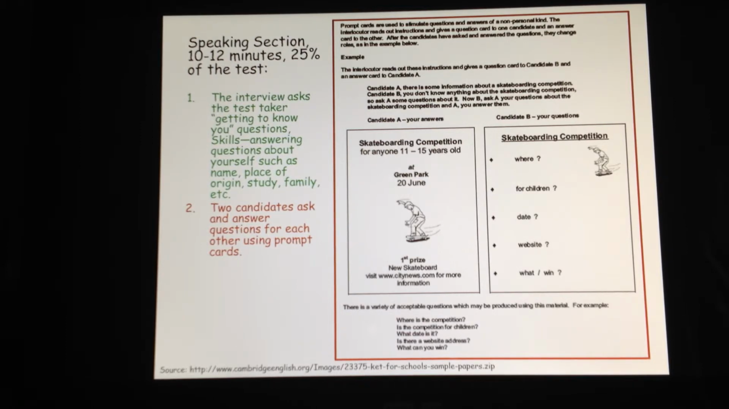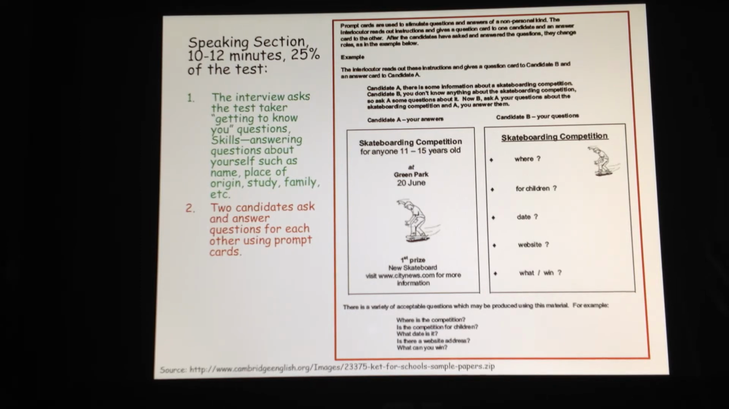So this is an example. Here are two prompt cards. One test taker is designated candidate A and one person is designated as candidate B. So candidate A, there is some information about a skateboarding competition. Candidate B, you don't know anything about the skateboarding competition, so ask A some questions about it. Now B, ask A your questions about the skateboarding competition, and A, you answer them.